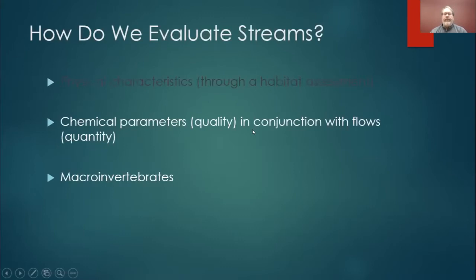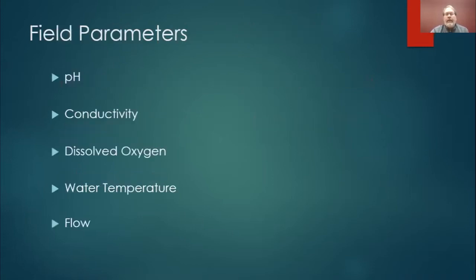Move on. So next, criteria. How do we evaluate streams? Now we're going to look at chemical parameters and flow. So we're going to look at the quality of the stream and the quantity of the water in the stream. Let's first talk about what's the first thing you do when you go out to a stream to evaluate for chemical parameters. You're going to look at your field parameters, and those are pH, conductivity, dissolved oxygen, temperature, and flow.